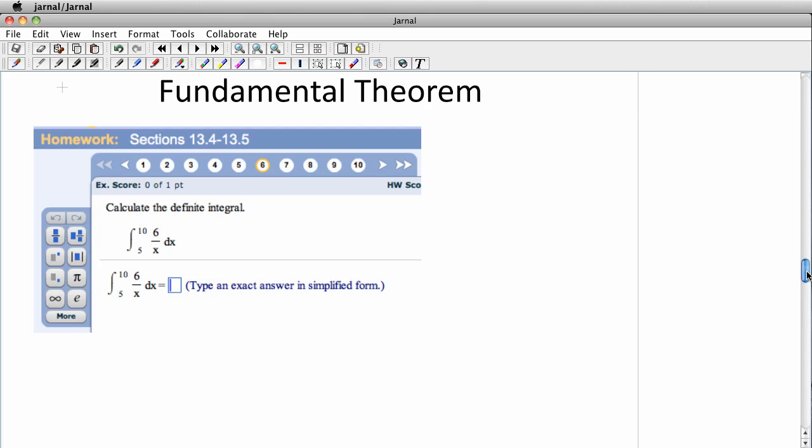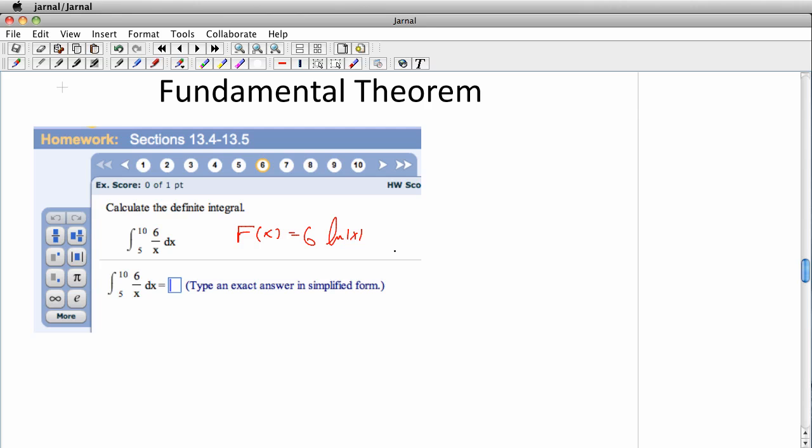So our ability to do definite integrals then is only limited by our ability to do antiderivatives. In this case, I can find an antiderivative of 6 over x. It would just be 6 times the log of x. Again, that's log of the absolute value of x. You'll notice that when I'm finding an antiderivative here, I'm not putting the plus c down because the fundamental theorem of calculus says I can work with any antiderivative of 6 over x.